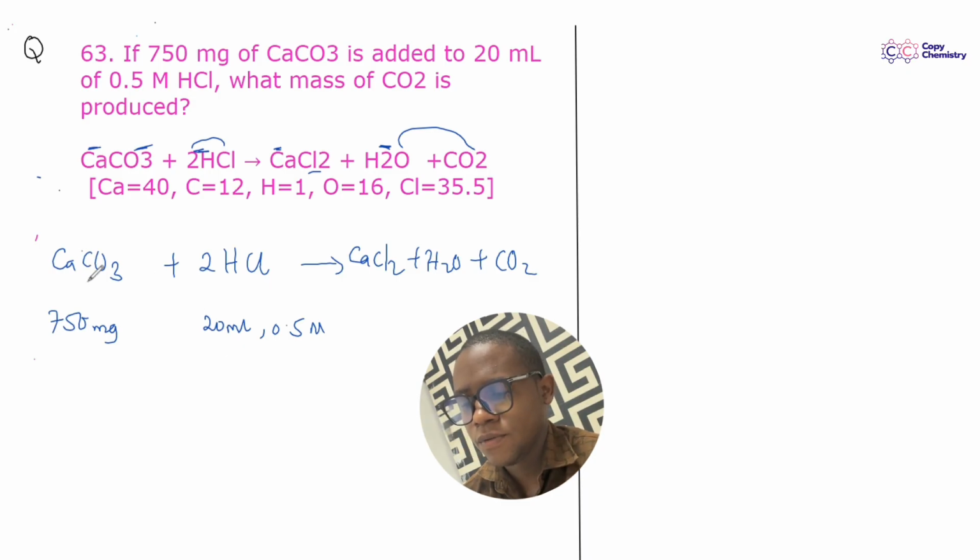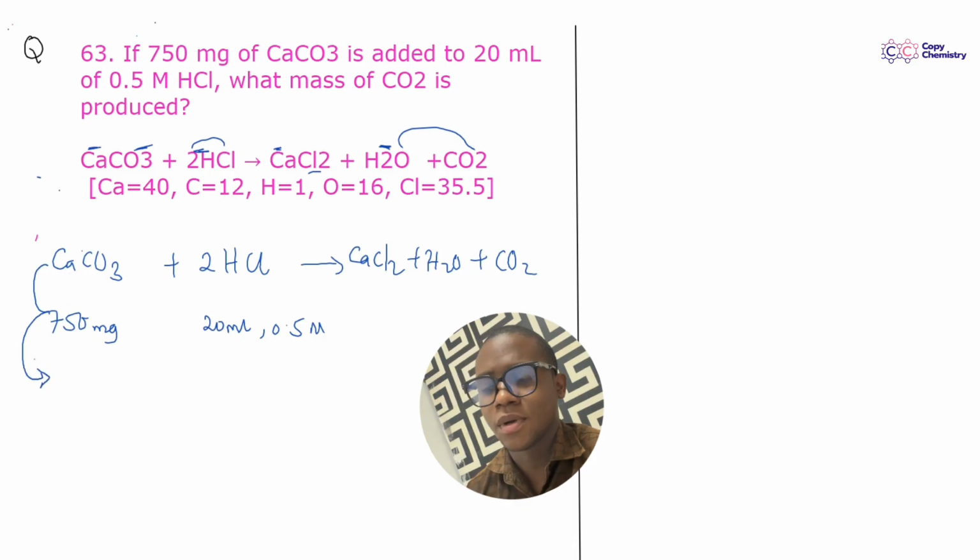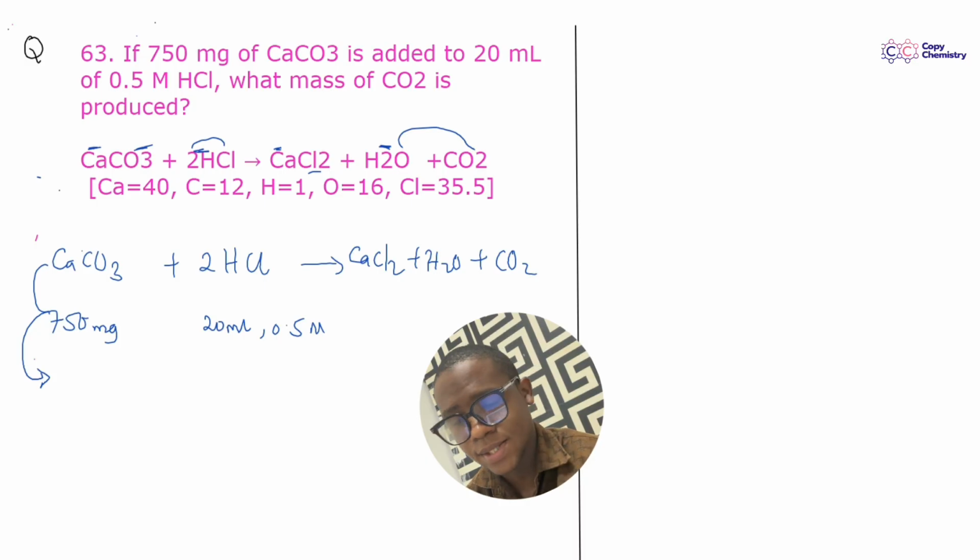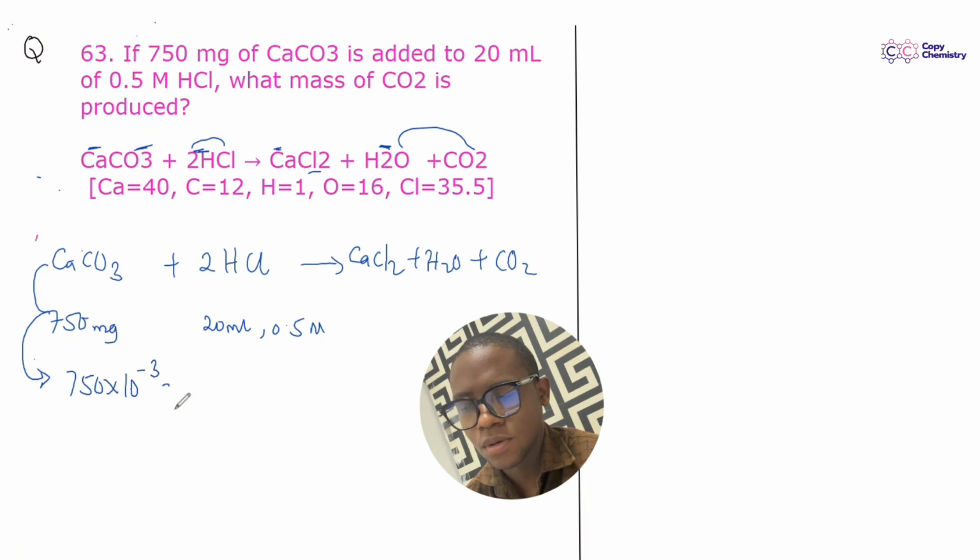First off, if you want to get the moles of this one, that's your calcium carbonate, you need to do mass divided by molar mass. The mass is given to you here as 750 milligrams. You have to convert that to grams, so that's why I'm going to do this. That would convert it to grams, and then that will be the mass, right?